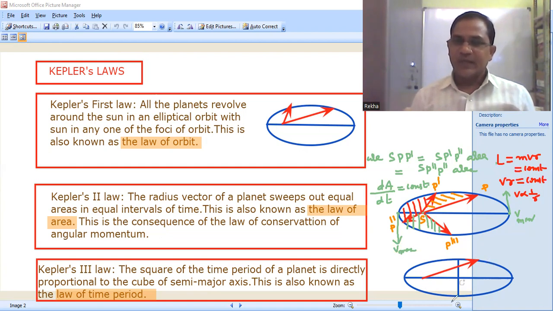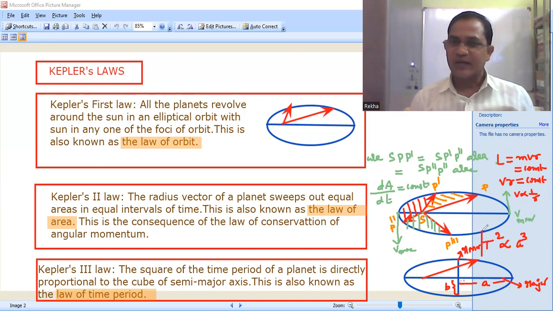Next, the third law. The time taken to complete one revolution is nothing but the time period, denoted with T. The square of the time period is directly proportional to the cube of the semi-major axis. As we know, the ellipse has two axes, this one the major axis and this one the minor axis. The semi-major axis is represented as a small a, and the semi-minor axis as a small b. So Kepler's third law states that T squared is directly proportional to a cubed, or you can write T proportional to a power 3 by 2. This is also known as the law of time period.